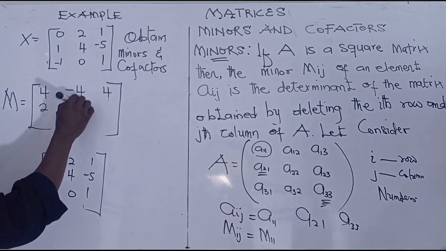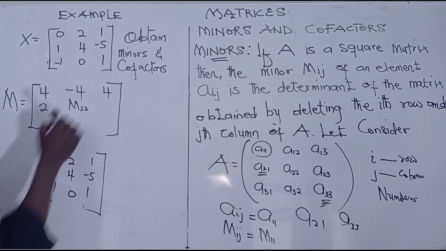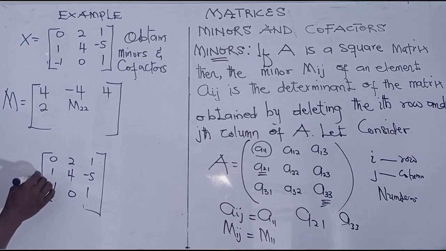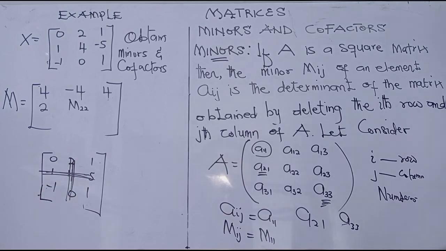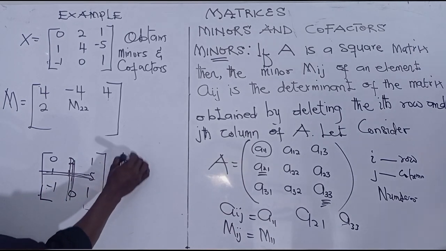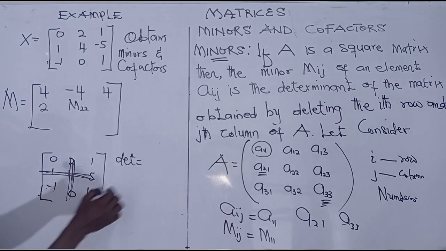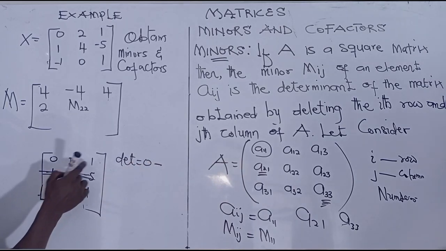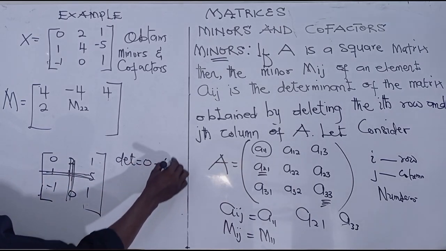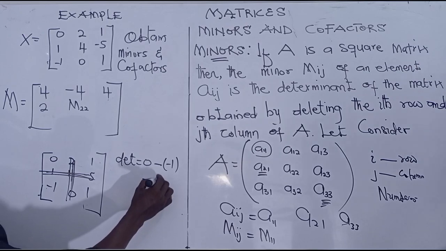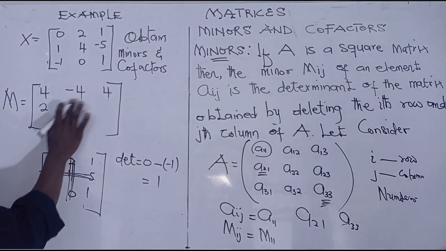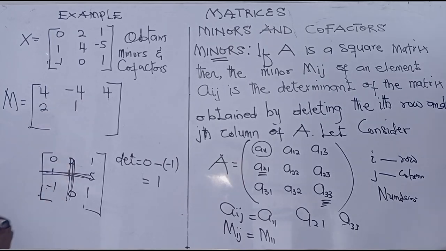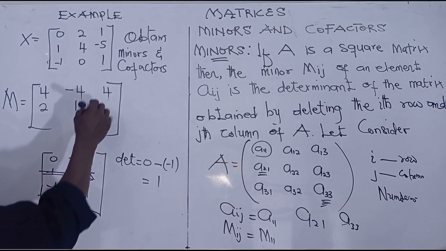So let's look for this minor M22. M22 means that we should delete the second row and then the second column. Then after that we find the determinant. So we have 0 times 1 will give us 0. We have minus, this time that is going to give us minus what? 1, and we have positive 1. So this entry is going to be what? Positive 1.